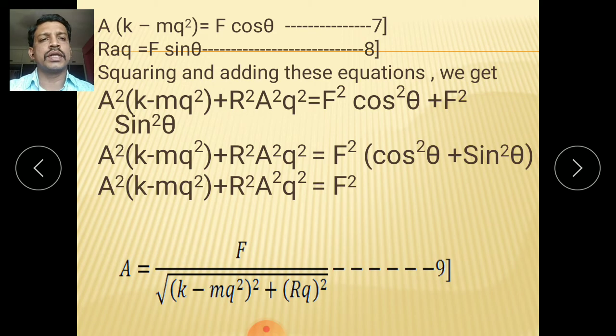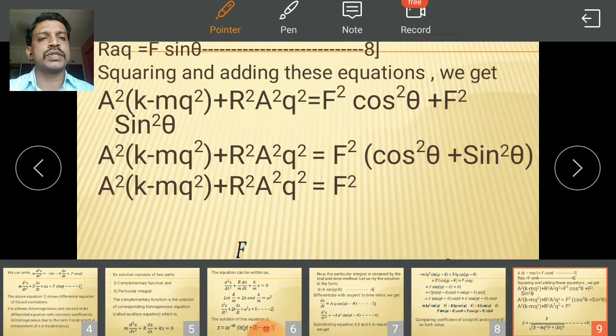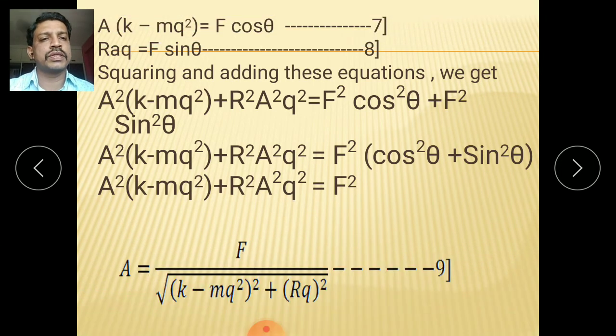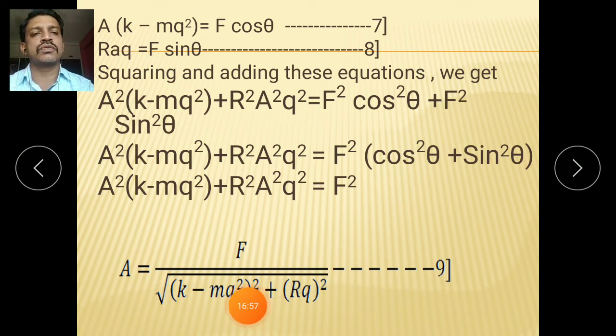Now, if we take square root on both sides, we get the square root of a square is a, the square root of f square is f, and the square root of this term. Therefore, its square root we can write directly as under root of [k minus m q square] square plus r square q square.